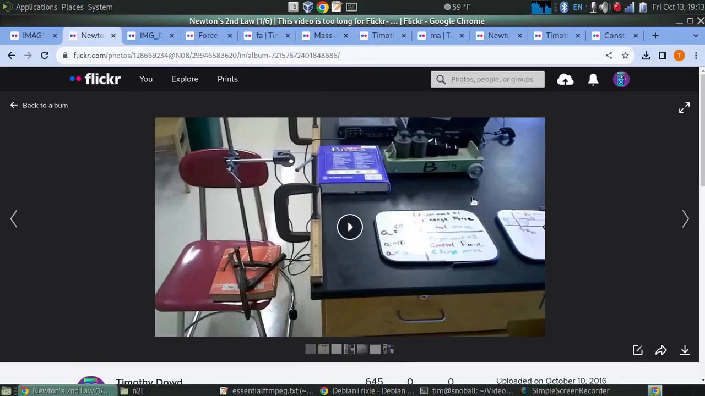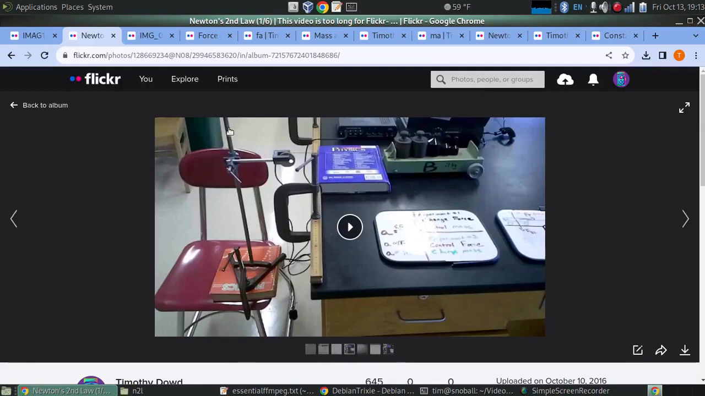A modified Atwood machine consists of several parts. There's a cart that's free to travel on a surface. It's being held back by this textbook right now. There's a rope that's looped over a pulley, and there's a hanging weight. When we pull the cart back and take the textbook out, we expect the weight to fall and pull the cart to the side.